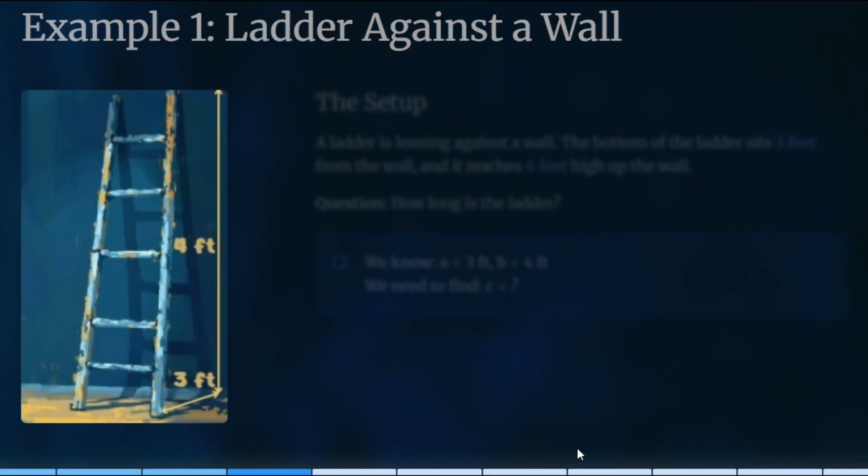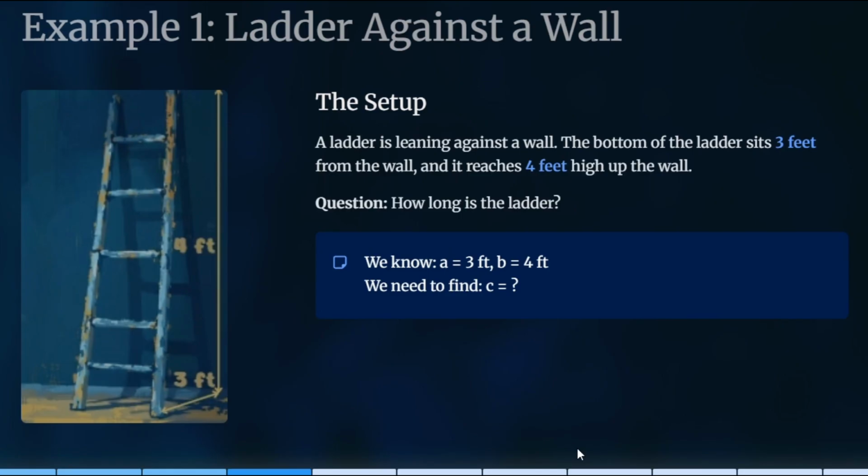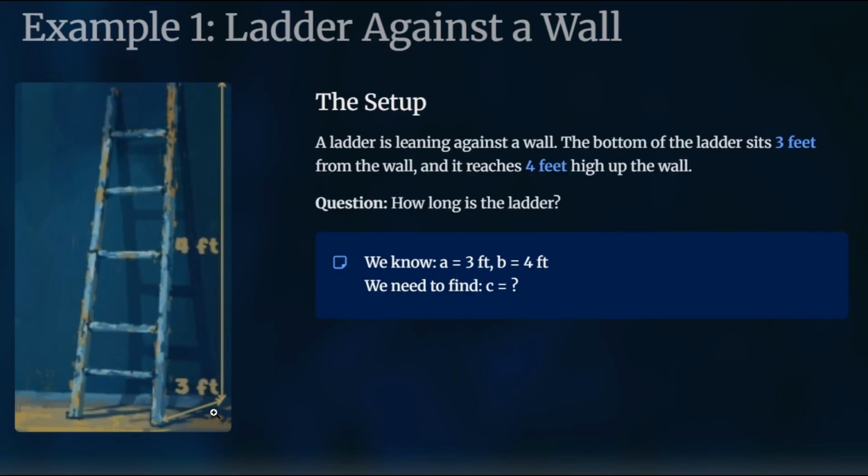So let's look at an example. A ladder is leaning against a wall. The bottom of the ladder sits 3 feet from the wall, as you can see here, and it reaches 4 feet high up the wall. So we want to find how long the ladder is. The ladder forms a right triangle with the wall and the ground. So we're looking for the hypotenuse, or in this case, the length of the ladder. So we know that A equals 3 feet, B equals 4 feet, and we need to find C.